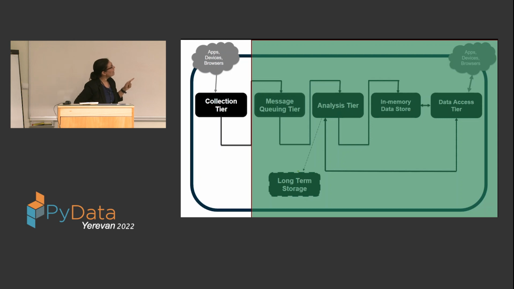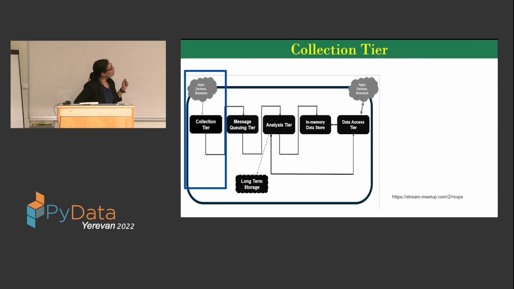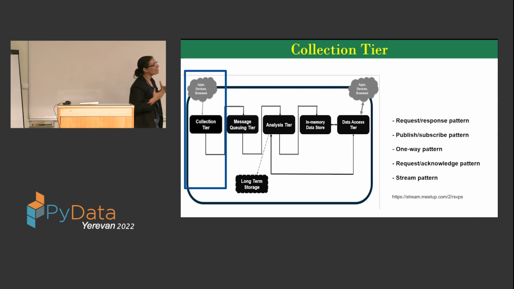The collection tier, as the first tier, is where the data enters the pipeline, and it's very important to know the pattern of this data entry. It's request-response, where you search something on your browser. It's very simple. You request something and then you get a response. Or the publish-subscribe pattern. Internet data is a publish-subscribe pattern. Like YouTube, which publishes something, and whenever you want, you go and get the data.